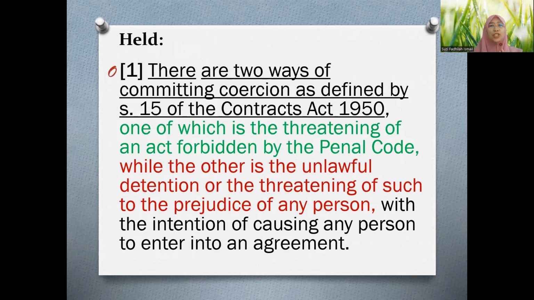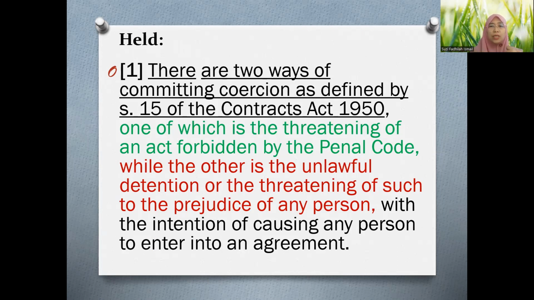So in giving the decision, the court examined whatever things happened between them, and this is the judgment. The court said clearly, expressly, by way of interpretation of section 15 here, there are two ways of committing coercion, if you look closer. The first one, I put in a different color font here.